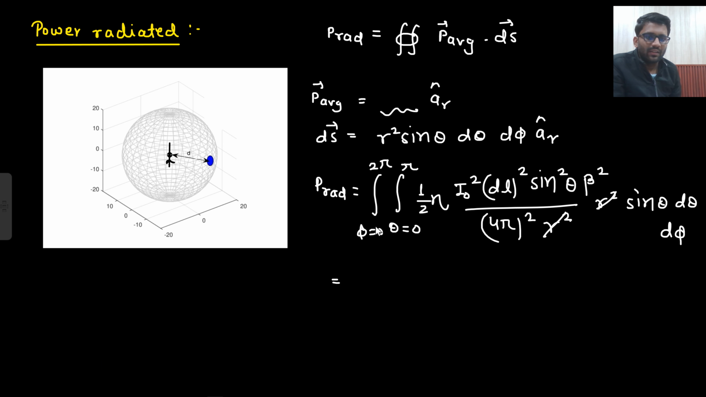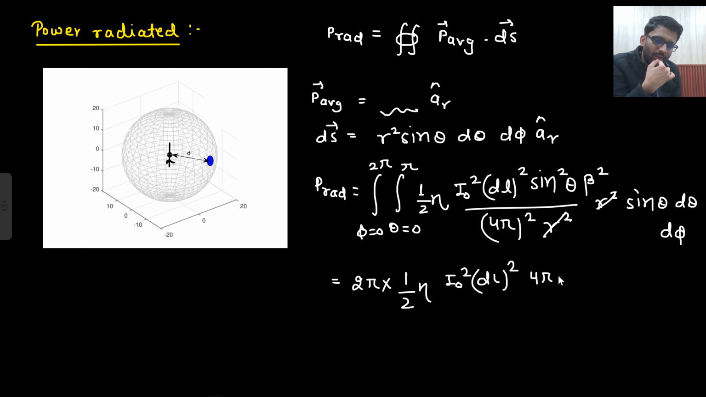There is a limit of phi from 0 to 2 pi, but there is no function of phi here. So if I solve the limit of phi, then what am I going to get? 2 pi only. Then all this will be constant. So 1 by 2 eta I naught square dl square beta can be written as 4 pi square divided by lambda square, and this can be written as 16 pi square. Are you getting this point?